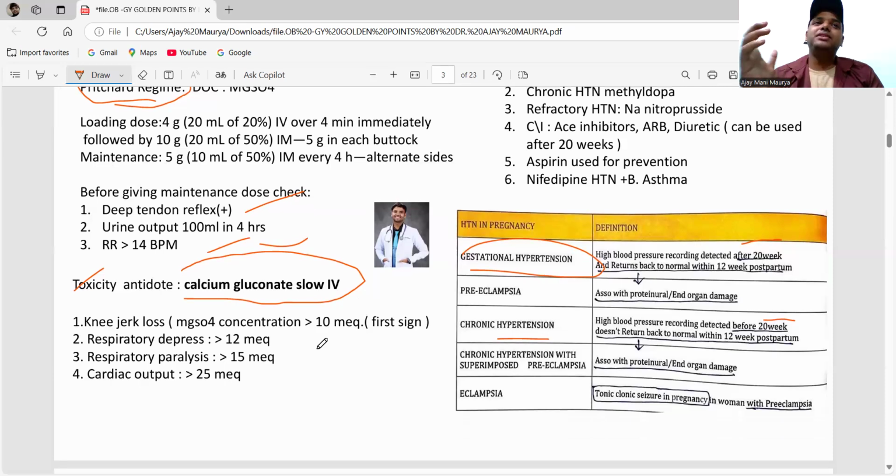So guys, if there is toxicity, for example if the MgSO4 concentration is more than 10 milliequivalents, then there is a loss of the knee jerk. This is the first sign. More than 12, it is respiratory depression. More than 15, it is respiratory paralysis. Cardiac output will be less if it is more than 20, more than 25.